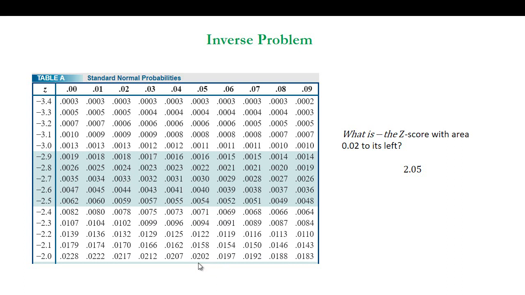All right, so here is 0.02. If you look at the last row and the column for 0.05, you see that this value is right about 0.02, so I'm going to use that as an approximation of this area. This is the area to the left of what z-score? Well, it is the area to the left of the z-score negative 2.05. So I have a typo here. It should be negative 2.05.